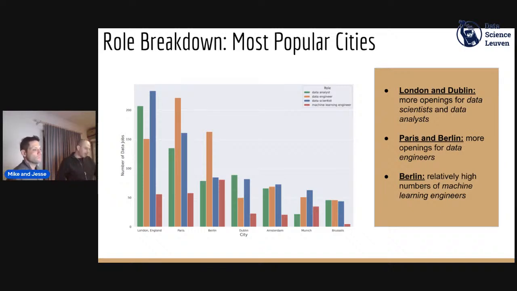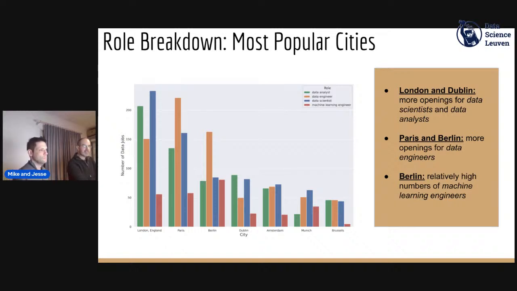And here we're looking at the top 7 cities, and we can see the numbers of different openings for the different roles. And it's interesting, right? You can see that London and Dublin have a similar profile in that there are more openings for data scientists and for data analysts as opposed to data engineers. So the same for London and for Dublin.